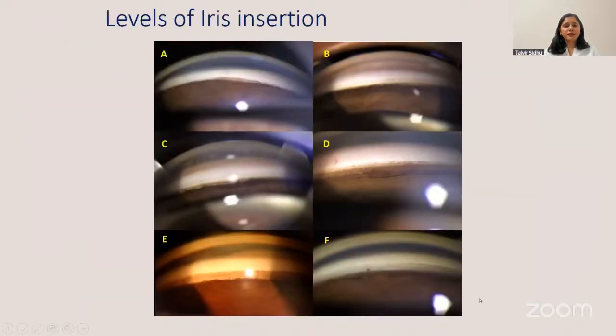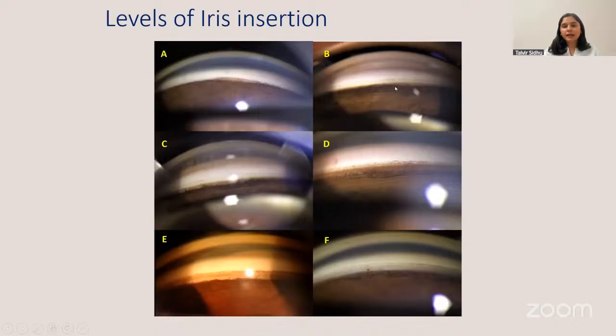So then we have levels of iris insertion. If you see in picture F, the iris is inserted onto the ciliary body. You can see the ciliary body band. Sometimes the iris is inserted directly behind your scleral spur. So this is also normal.